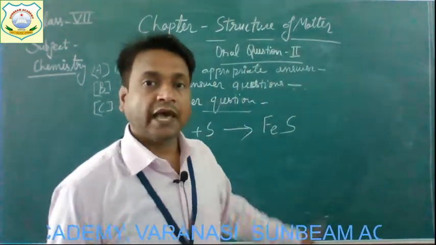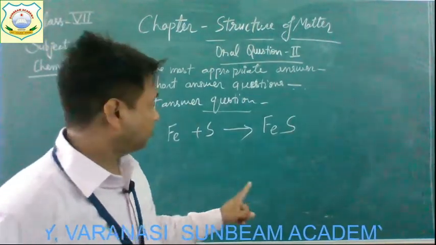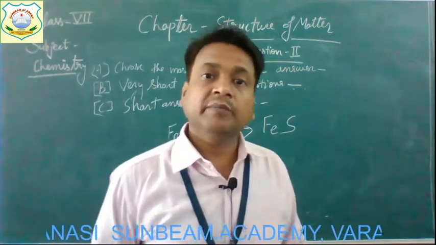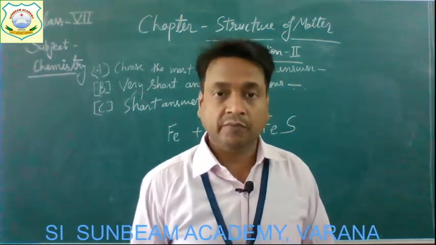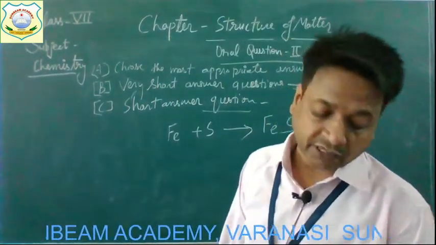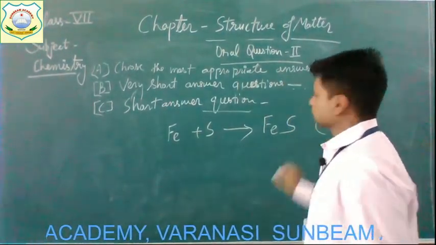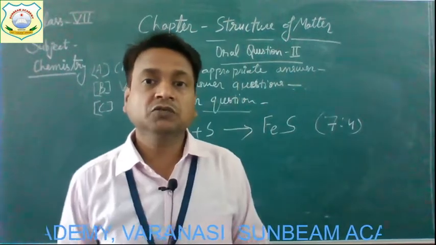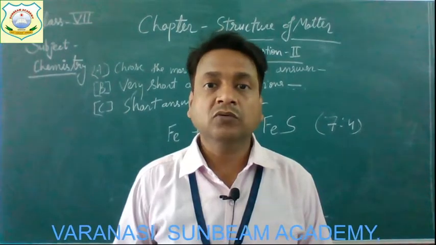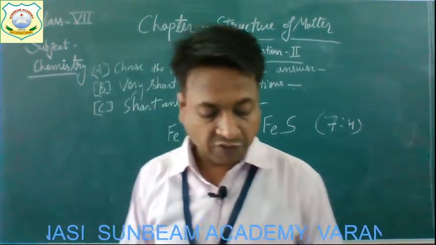FeS. So FeS indicates the formula of iron sulfide, and this compound is formed when these two elements are not simply mixed together. After mixing, they are heated, and then it will form. And in iron sulfide, the ratio of iron and sulfur will be 7 is to 4. 7 is to 4 will be the ratio of these two elements to form the molecule, to form the compound iron sulfide. Okay.